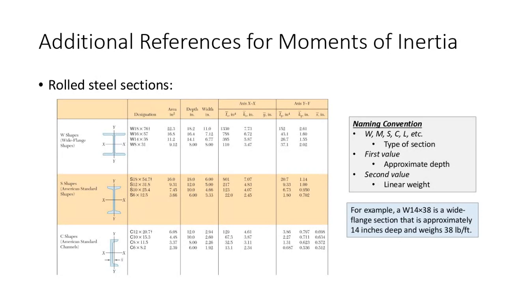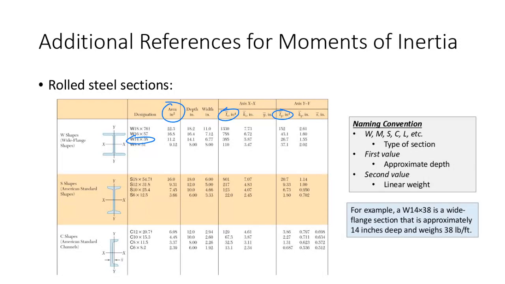Just a little factoid so that you all are aware of how these things are named. If you have a shape like a W14 by 38, the 14 is about how deep it is. The depths can vary from shape to shape. And the 38 tells you how heavy it is, so it's 38 pounds per foot. If you look at that shape, there's a W14 by 38 right here. You can see that the area is listed, the depth and width, but you can also see the moments of inertia are listed as well. And so it's helpful for you to understand what those values are.